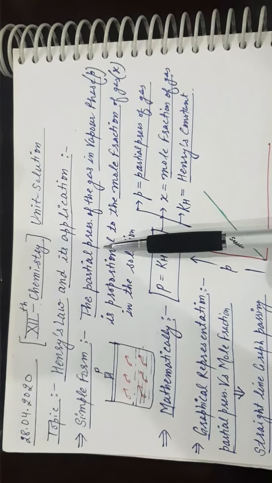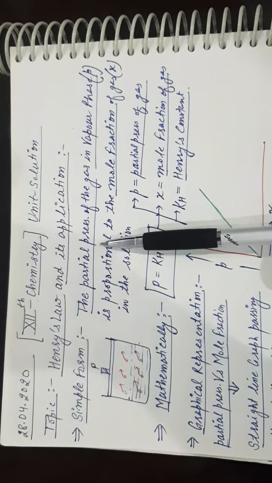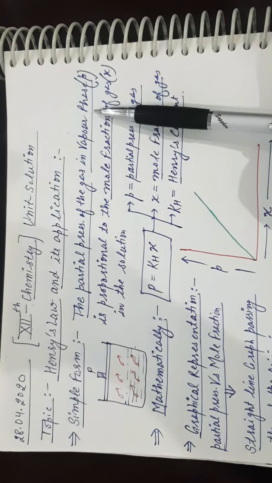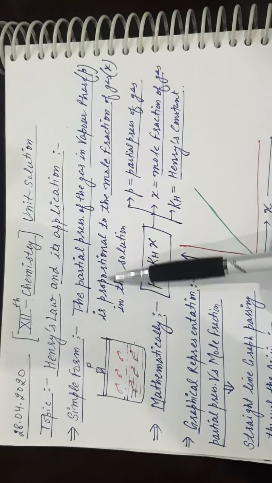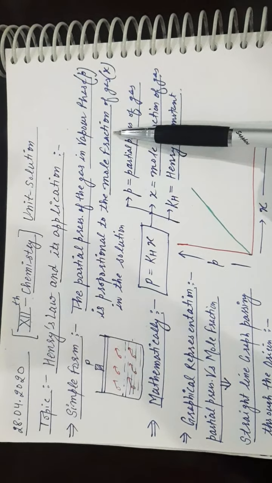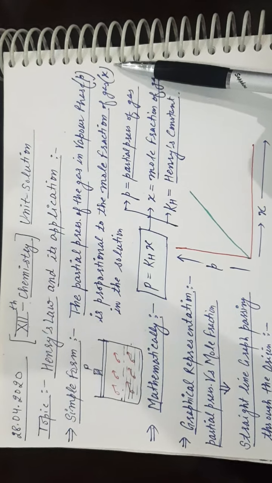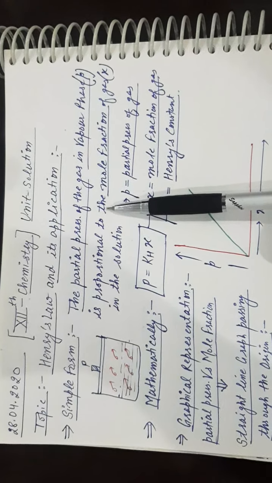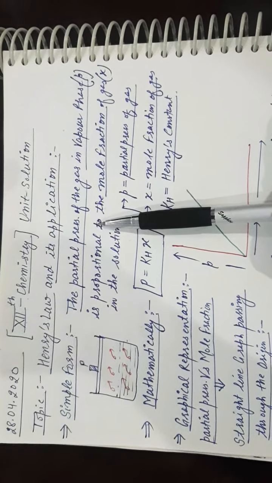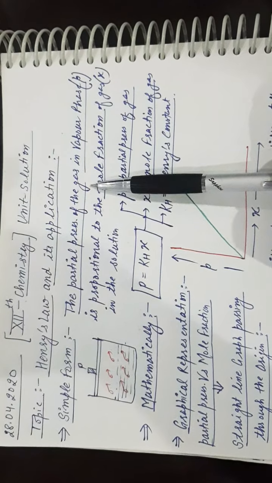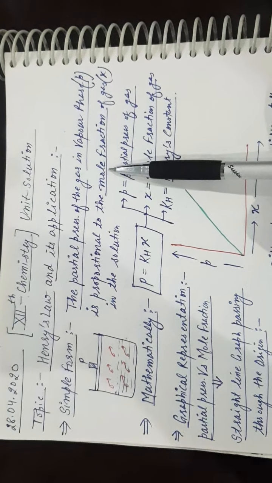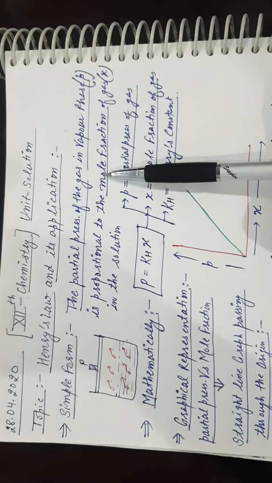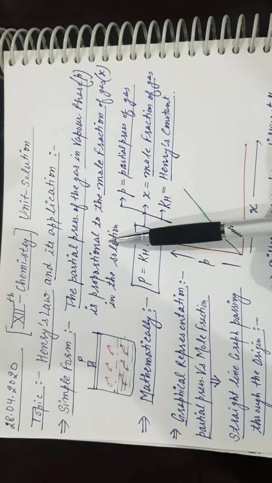Dalton under Dalton's law of partial pressure. So the partial pressure of the gas in vapor phase, denoted by small p, is proportional to the mole fraction of the gas, that is small x, in the solution, called Henry's law. So dear students, here are two components. One is the partial pressure of the gas and the second is the mole fraction of the gas, and both are directly proportional to each other. That is called Henry's law.